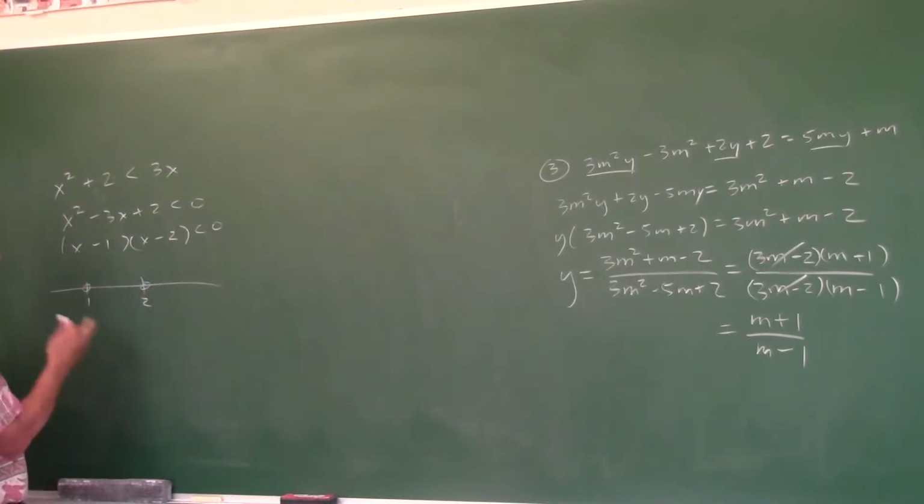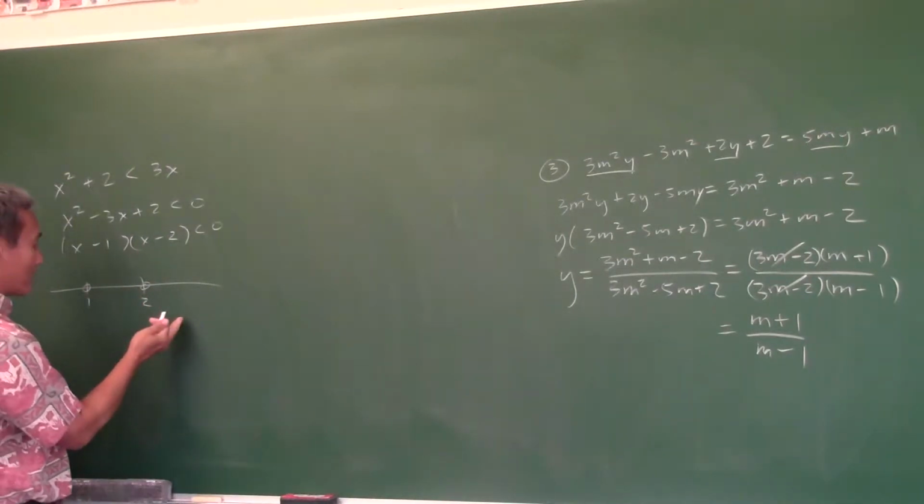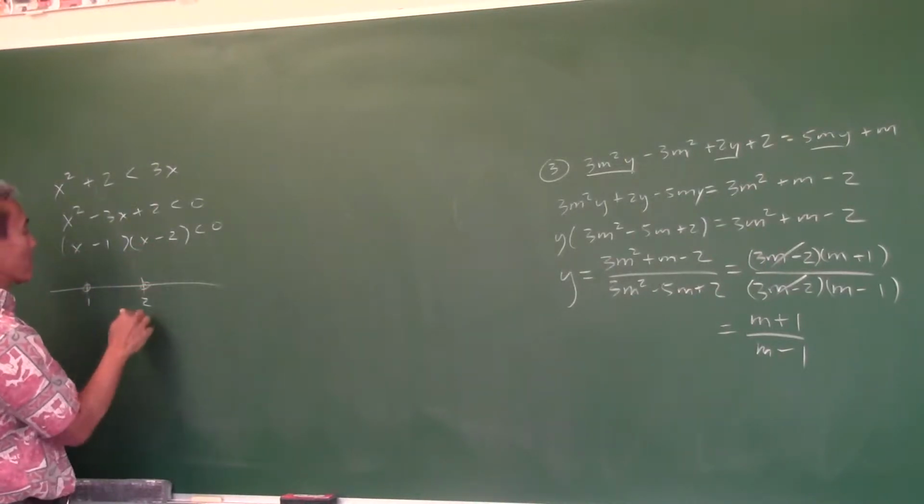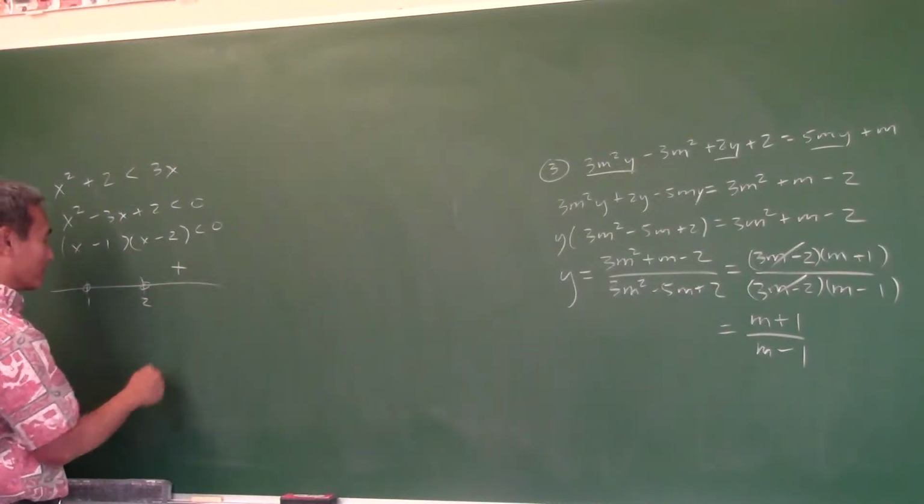And then test. You have 3 regions to test. Think of a number bigger than 2, like 3. Plug it in. 3 minus 1 is positive. 3 minus 2 is positive. Positive times positive is positive.